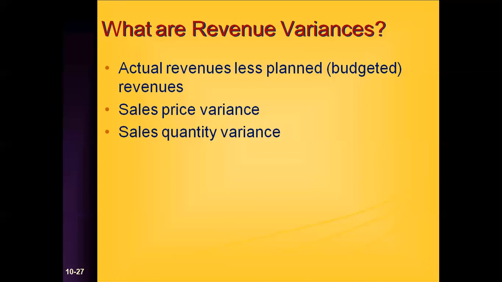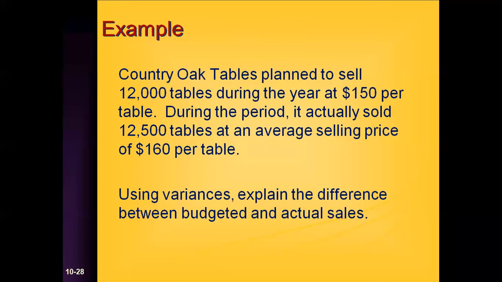And these things can be less than planned, or can be more than planned. You could have a higher selling price, or you could have a lower selling price, and similarly you could sell more or sell less. So what's the math associated with this? Let's take an example. County Oak Tables plans to sell 12,000 tables during the year at $150 per table. During the period, it actually sold 12,500 tables. Good news. And the other piece of good news is they sold them at $160 per table versus their plan of $150.